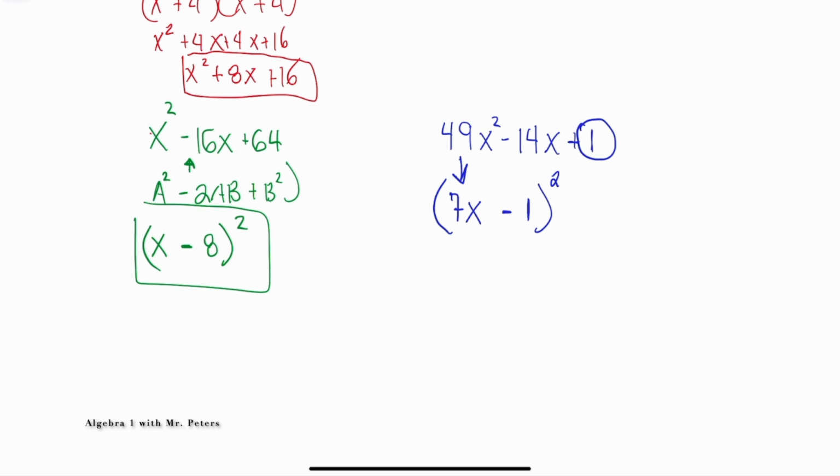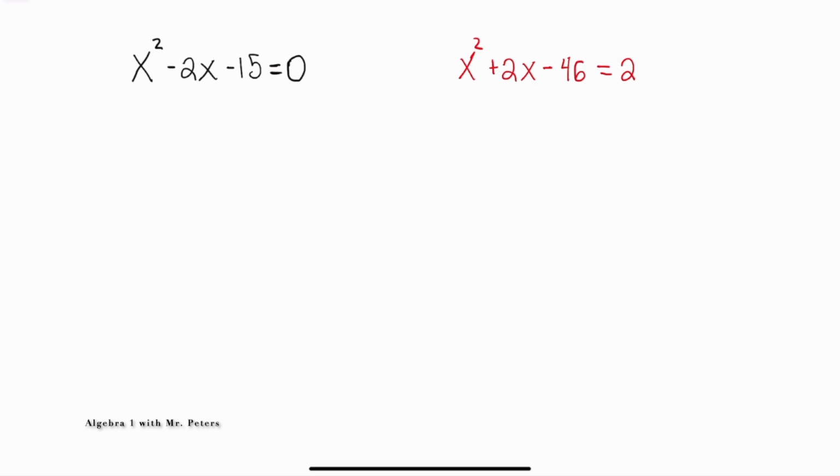Method number 7 is going to be completing the square. And completing the square we typically use in 2 situations: when we can't factor using our other methods, or when we're trying to quickly go from standard form to vertex form so we could identify the vertex if we are graphing.